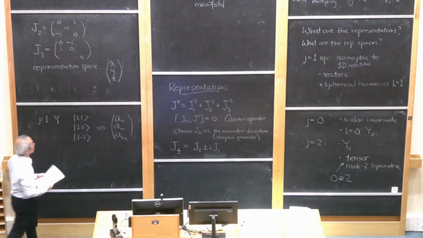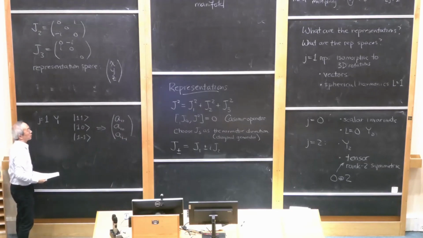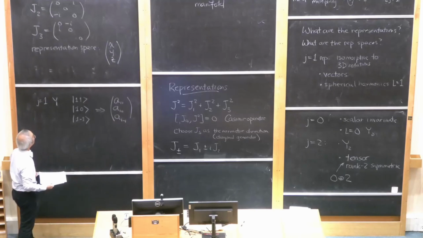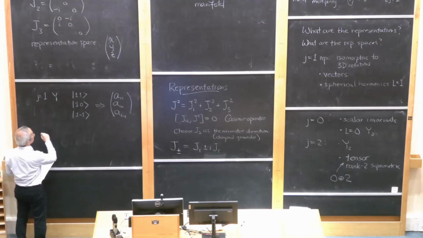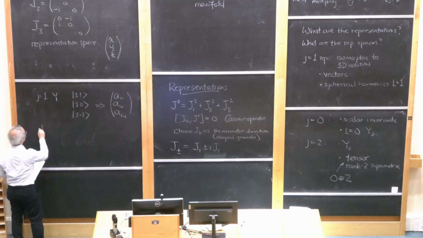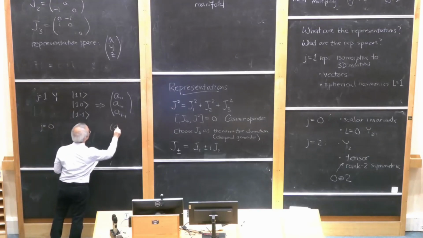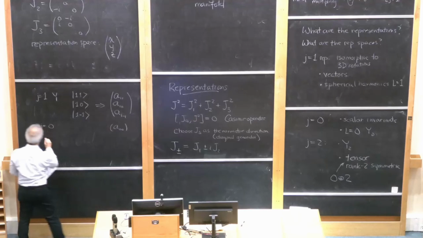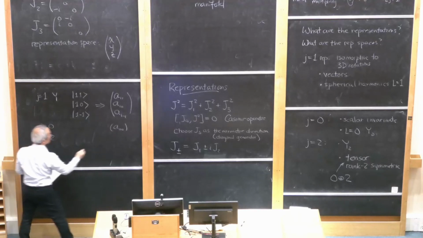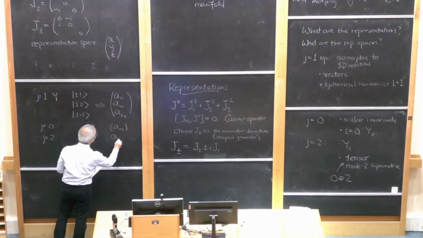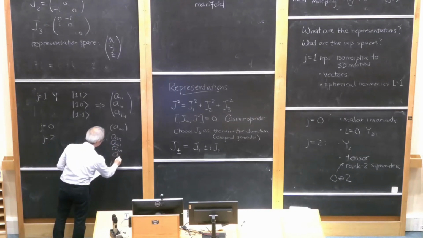Okay, so 3 components, as you would expect, just like for the faithful representation of SO3. For j equals 0, of course, you just get 1 amplitude. And for j equals 2, you get 5 of them. So you can do sort of A22, A21, A20, ... A2 minus 2.